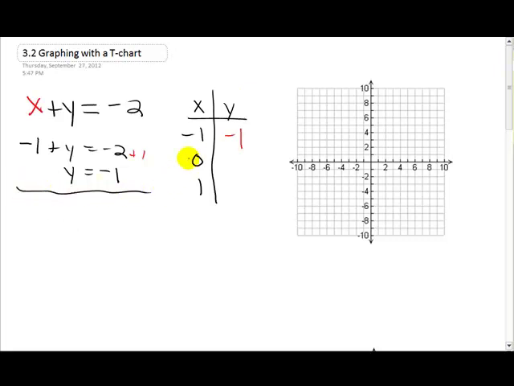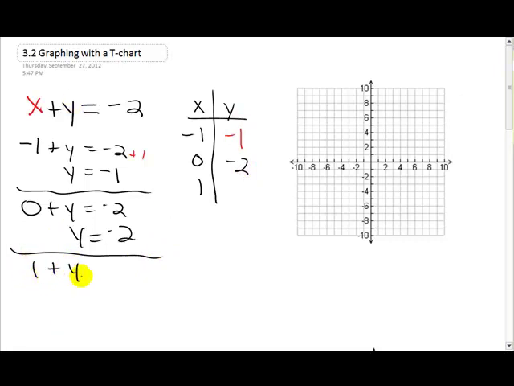Then we'll do it with the 0. 0 plus y equals -2. Y equals -2. Do it again. 1 plus y equals -2. Y will equal -3 because we're going to subtract 1. So we get 0. Subtract 1 to keep it equal.